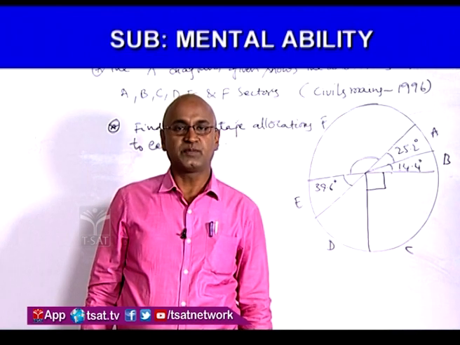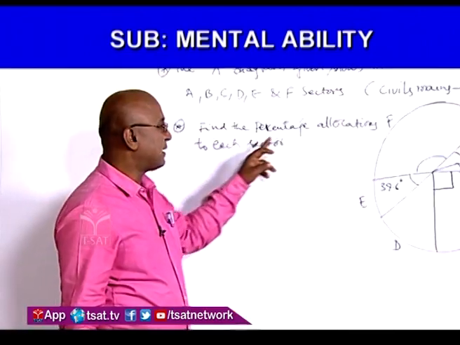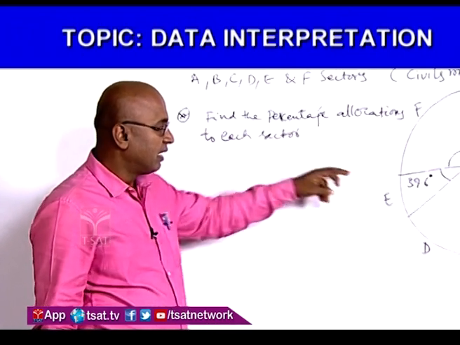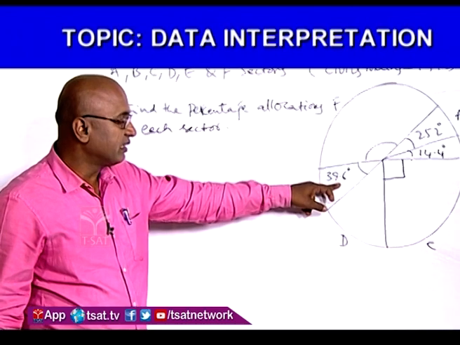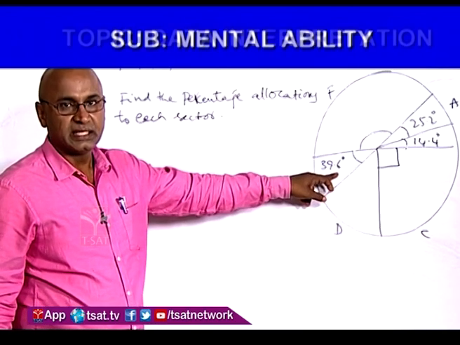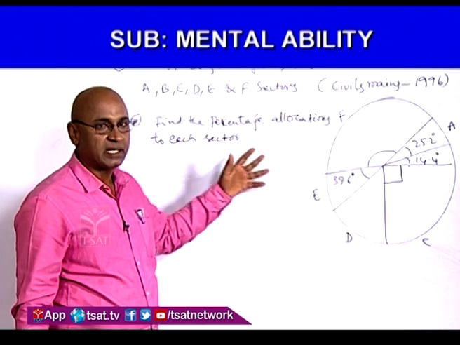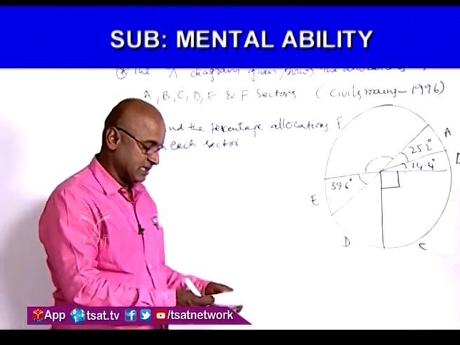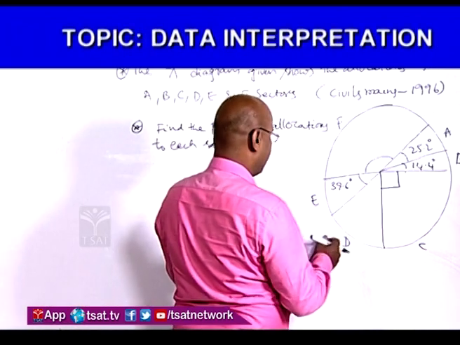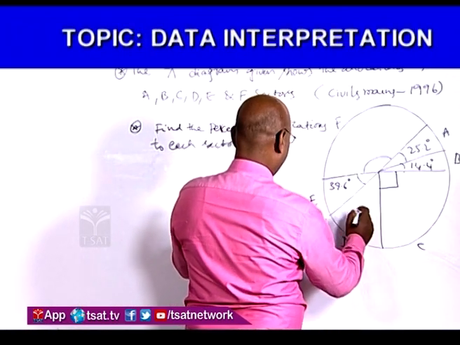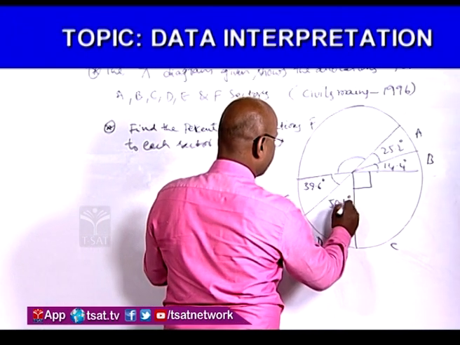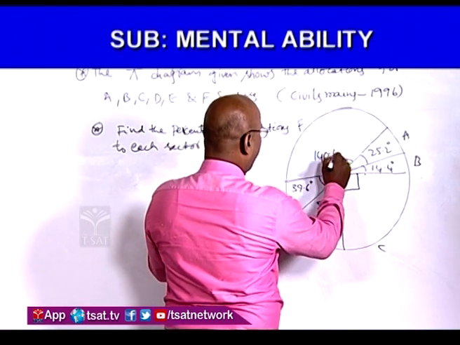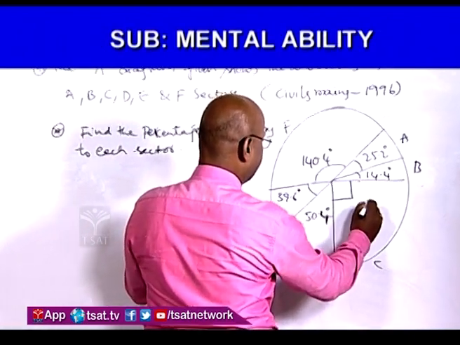The next question in this problem is like this. Find the percentage allocations to each sector. Here, the values are given in the form of degrees. Now the degree values have to be converted into the form of percentages. What is the angle D? Angle D is equal to 50.4 degrees, as we solved in the previous problem. And angle F is equal to 140.4 degrees, and this is 90 degrees.